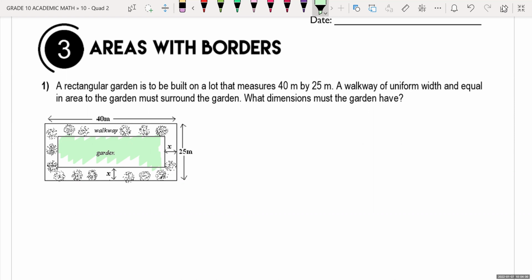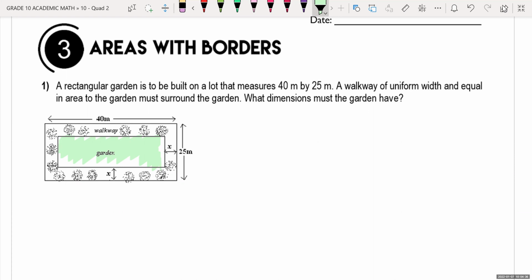And the other information they give us is that the walkway and the garden are going to have exactly the same area. What dimensions must the garden have? Now, drawing the picture, I think, is the most challenging part, and we've provided that for you. So hopefully it helps you visualize the question a little bit easier. So again, the lot that they've given us is 40 meters by 25 meters. That's the entire lot. Within that lot, we're going to be building our garden, which is over here. And then we're going to have our walkway, which is over here. And it's going to have exactly the same width all throughout.